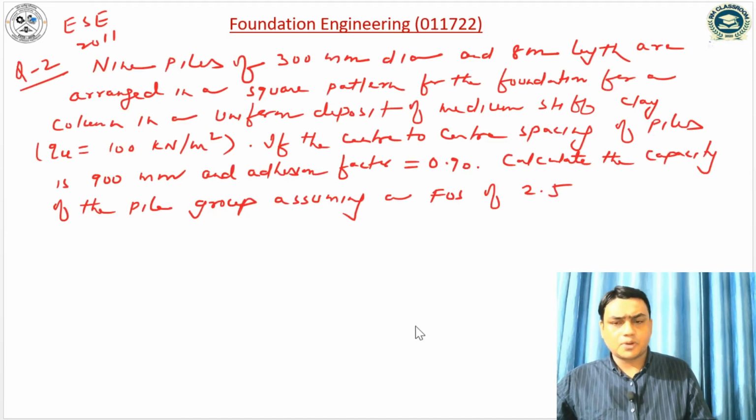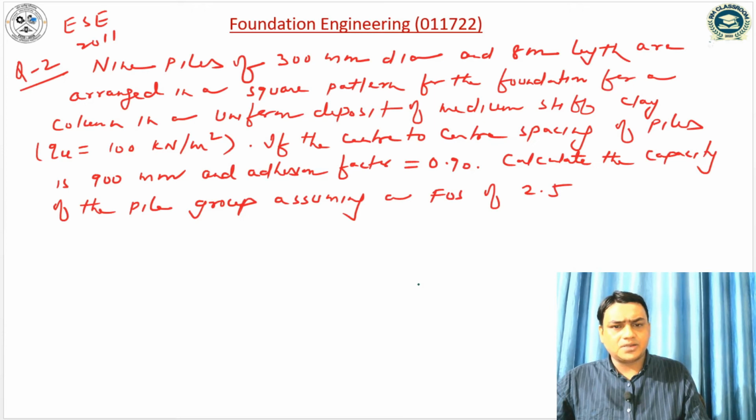Let us take another problem. 9 piles of 300 diameter and 8 meter length are arranged in a square pattern for the foundation for a column in a uniform deposit of medium stiff clay, and the unconfined compressive strength is given. If the center to center spacing of the piles is 900 mm and the adhesion factor is 0.9, calculate the capacity of the pile group assuming a factor of safety of 2.5.